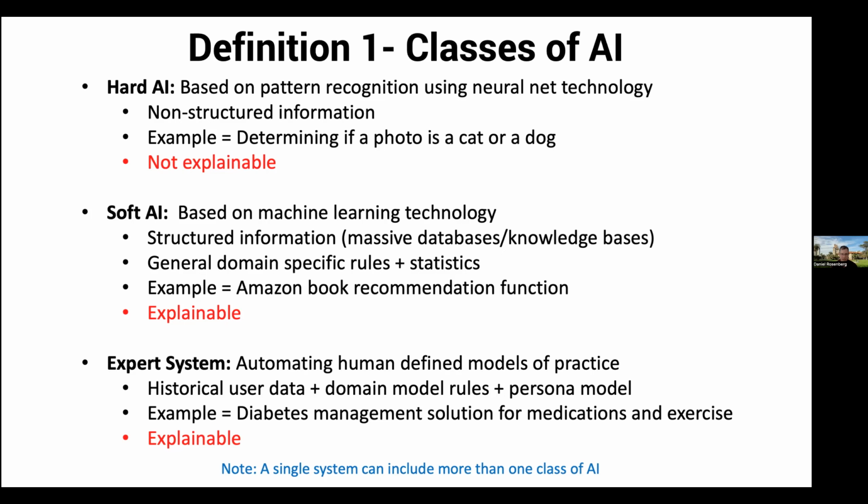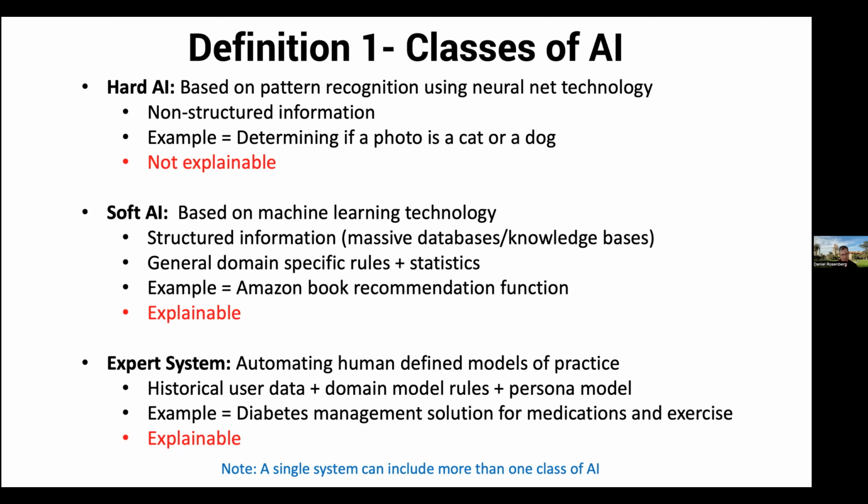Hard AI is basically when you're using neural net technology and everything is completely non-structured. An example would be a photo recognizer that can tell the difference between cats and dogs. And generally, these systems are not explainable.